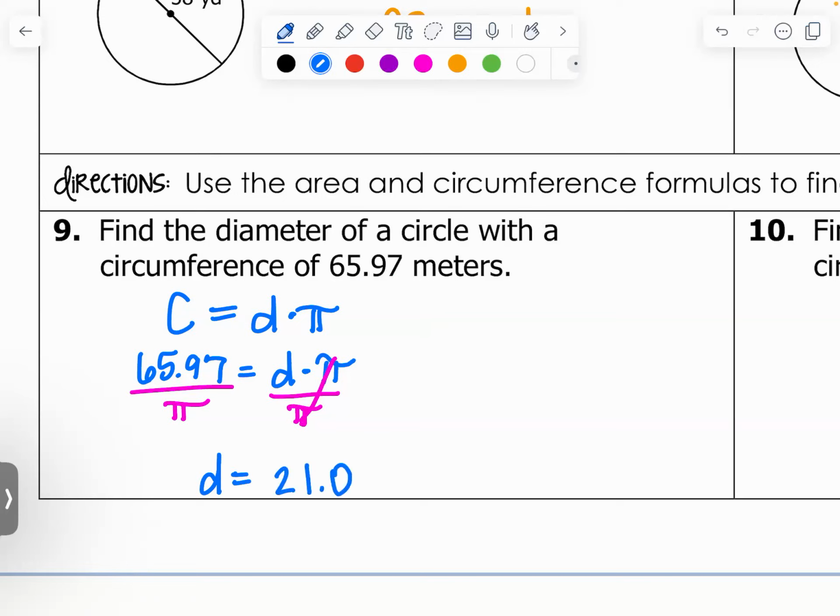20.21.0. And we're talking about diameter, so what's our label going to be? Just meters.